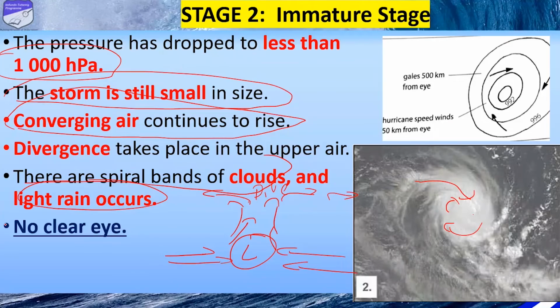Very important to note about the immature stage, guys, is that there is no eye here. The eye is not clear. If you look at the center of a cyclone here, the eye is not clear. So even if a diagram comes out in an exam or activity or whatever it is, if there's no eye in a cyclone, it's not the mature stage.